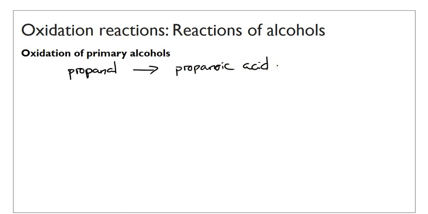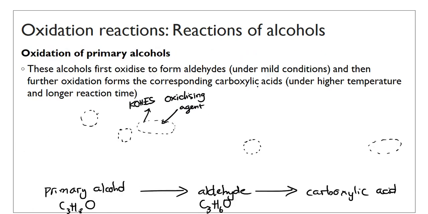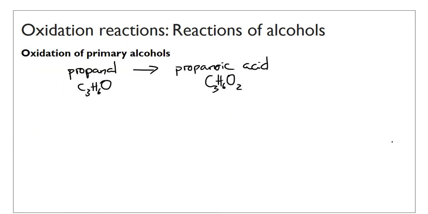You can go back to the previous slide, but the molecular formula is just C3H6O going to, remember, C3H6O2, I think that's right. Okay, is it this one? This one. Yep, C3H6O2. So again, you can clearly see that an oxidation has taken place, in this case in the form of gaining an oxygen.